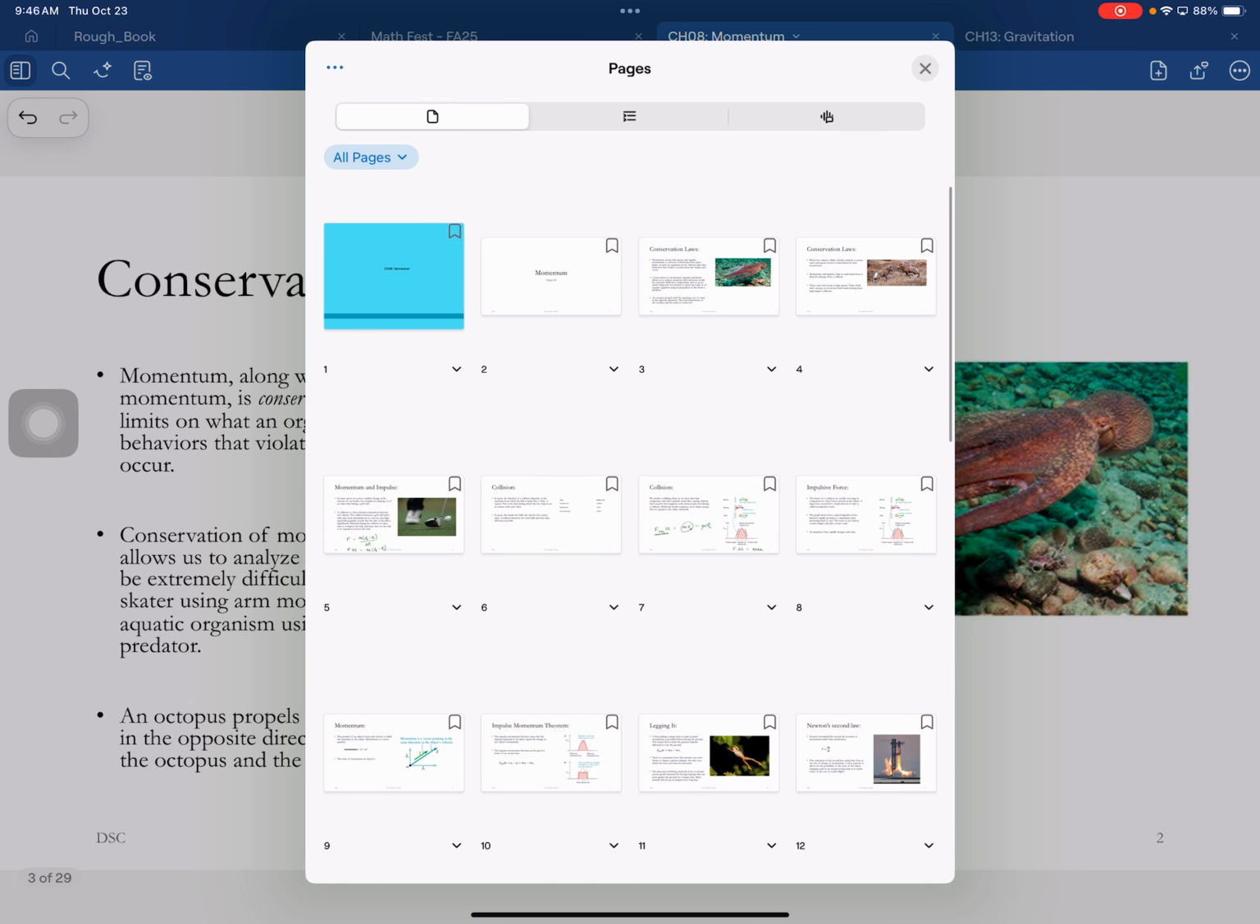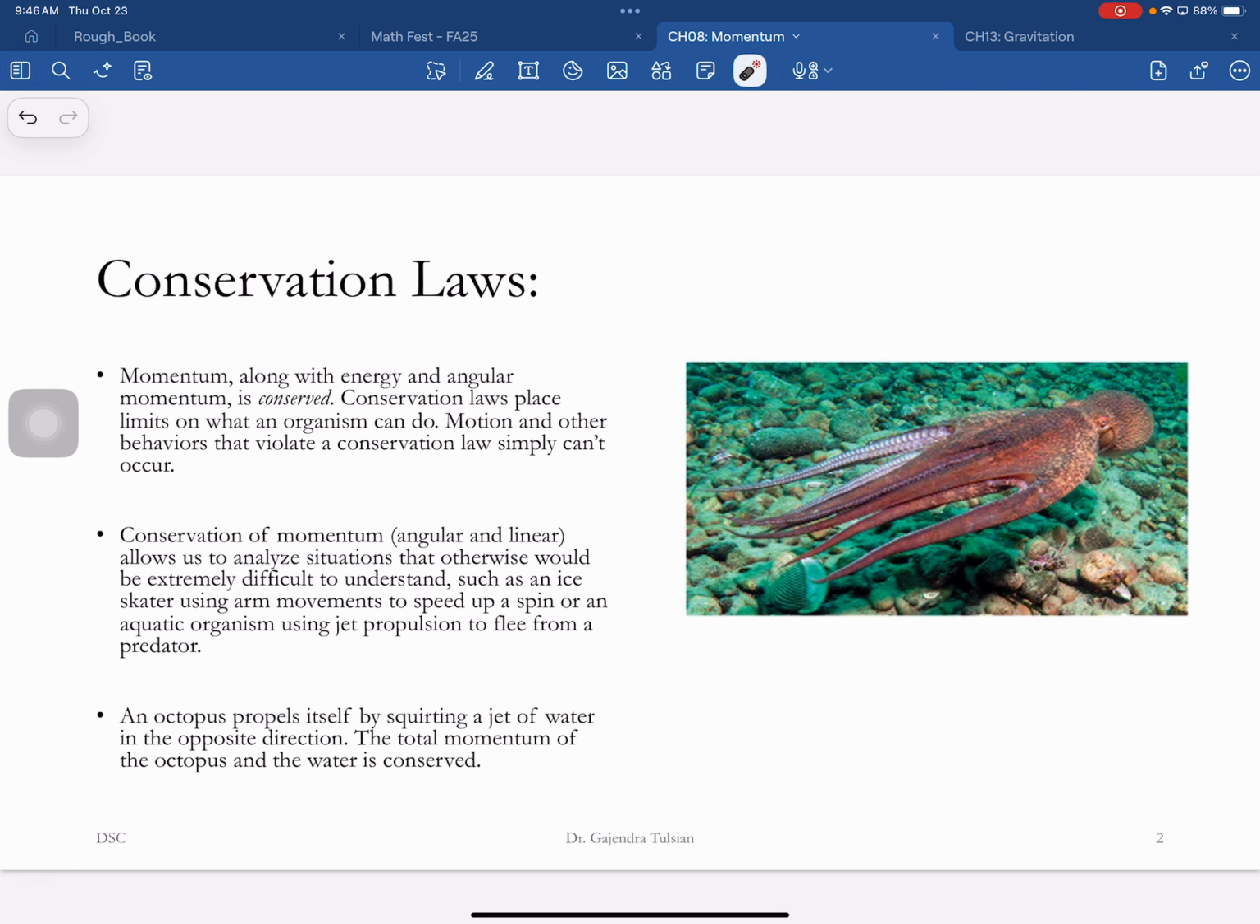So let's get into the slides. Here's that statement. Momentum along with energy and angular momentum are conserved. So when external forces acting on the object are 0, momentum is conserved. That's the statement. Conservation laws place a limit on what an organism can do. Motion and other behaviors that violate conservation laws simply cannot occur. So you cannot do anything that violates conservation laws. Conservation of momentum allows us to analyze situations that otherwise would be extremely difficult to understand.